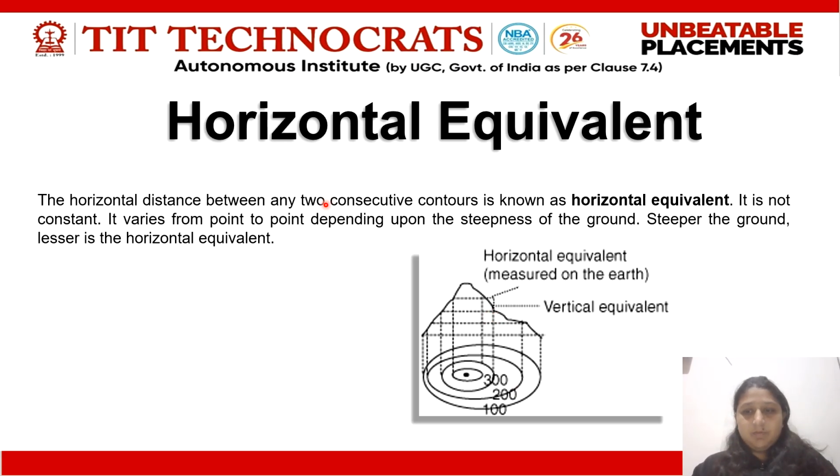I'll recite the definition here. The horizontal distance between any two consecutive contours is known as the horizontal equivalent. It is not constant. It varies from point to point depending upon the steepness of the ground. The steeper the ground, the less the horizontal equivalent.